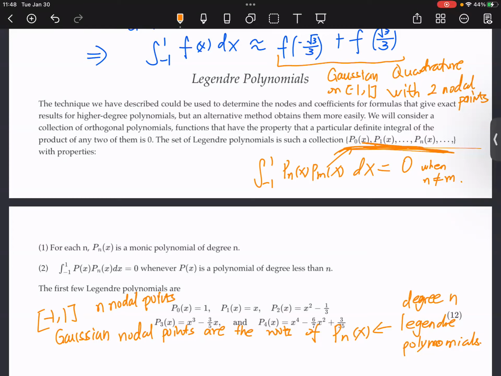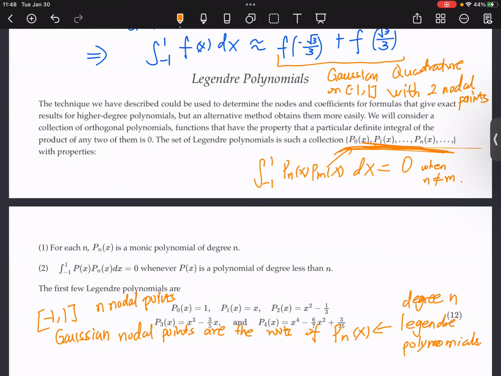This is the same thing as in linear algebra class. Orthogonal means that the inner product equals 0. But here we have polynomials, we have functions, so the inner product is defined in this way: it's the integral of the product of two functions. And this is the best property we have from the Legendre polynomials.